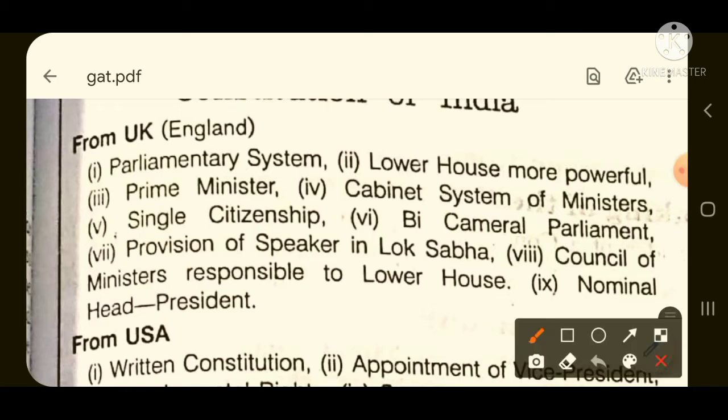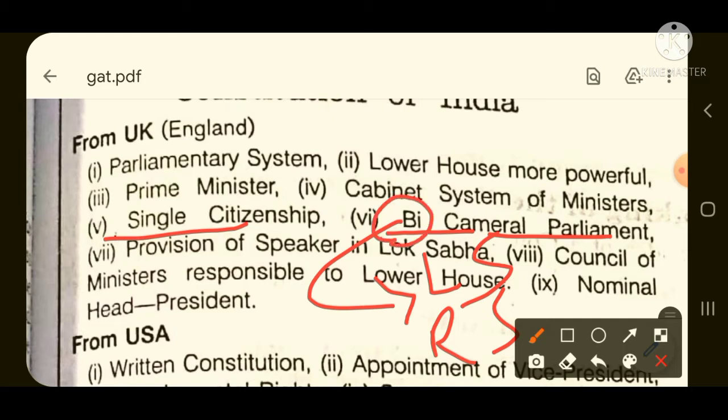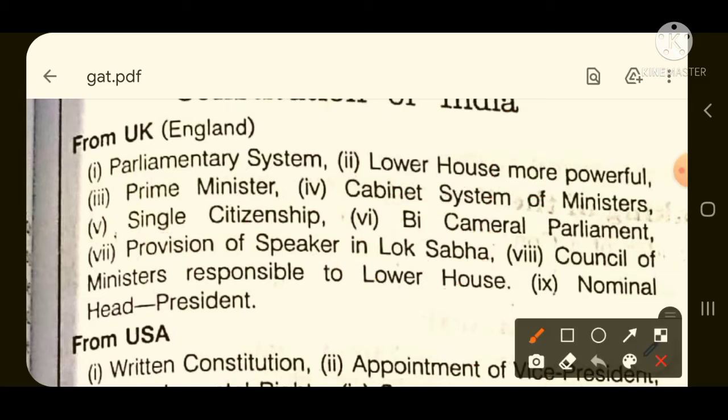But in our own constitution we have got single citizenship. Either you are a citizen of India or a citizen of a state, you are considered as an Indian. Next point is bicameral parliament. Bicameral parliament is again similar to the parliamentary form of government, that is two houses, Lok Sabha and Rajya Sabha. You know that bi means two, so we have got two electing bodies in our parliamentary system, Lok Sabha and Rajya Sabha. The same thing is there with the Parliament of UK.